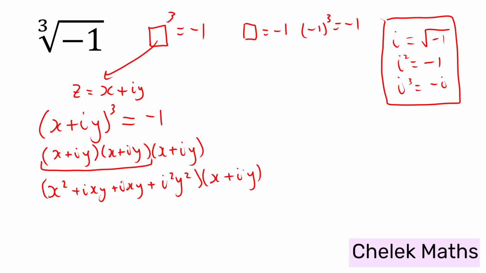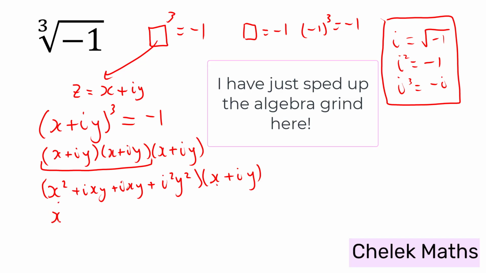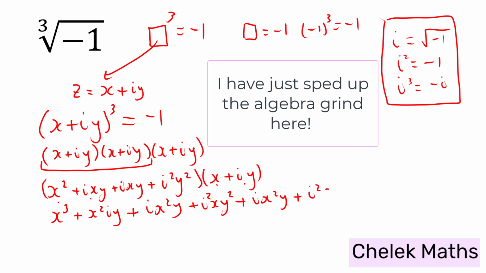So let's do that. Multiplying the x by the x squared, we get x cubed. Then the iy by the x squared, we get plus x squared iy. And similarly, I'm going to go down and multiply all the other terms. So I've got plus ix squared y plus i squared xy squared. That was this term times this term. And then actually I have the same thing again. So I've got ix squared y plus i squared xy squared. Trying to be careful not to make any silly mistakes here. Finally, I've got plus i squared y squared x plus i cubed y cubed. Whew, that is a lot.